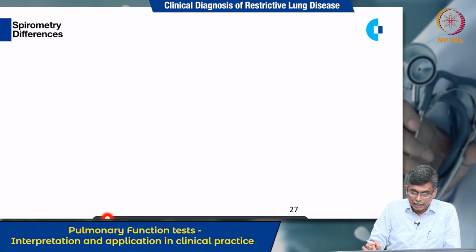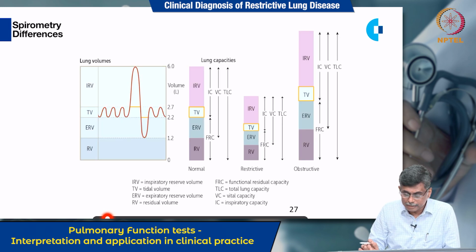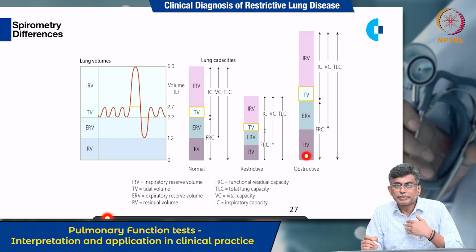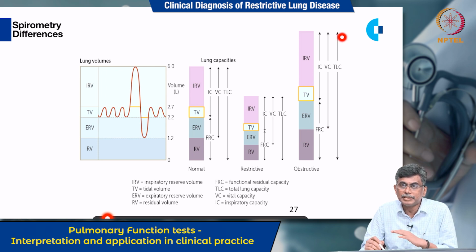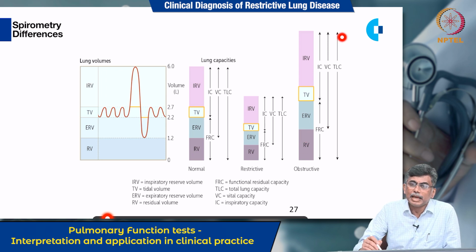Now we will see that in the spirometric differences. As we can see here, this is the normal one. Here in restrictive lung disease, we saw that the total lung capacity and vital capacity both are reduced. In obstructive lung disease, because there is obstruction during expiration, the air gets accumulated. So what happens? The residual volume increases. So that which remains in the lung increases, and as a result everything else increases. So you get an increase in the total lung capacity or the forced vital capacity.